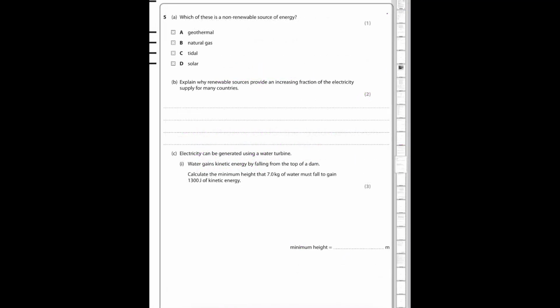In question 5, we are asked which of these is a non-renewable source of energy. So we've got geothermal, natural gas, tidal and solar power. So the non-renewable, the fossil fuel would be the natural gas. Then for part B, it says explain why renewable sources provide an increasing fraction of the electricity supply for many countries. So this would be because non-renewable resources are finite, they're going to run out. So we need to look at ways of decreasing our use of non-renewable energy.